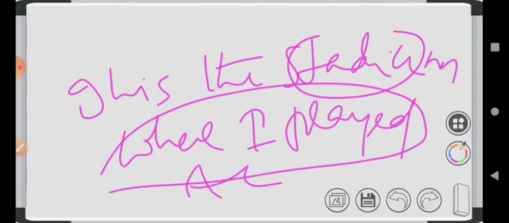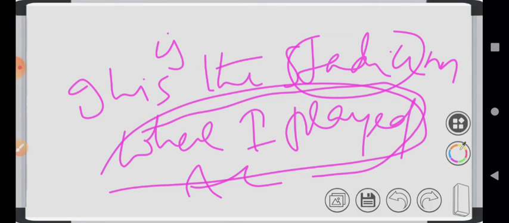Not only relative pronouns, relative adverbs also. When, where, we should use to construct the defining relative clause. This is the stadium where I played. That is the relative clause.